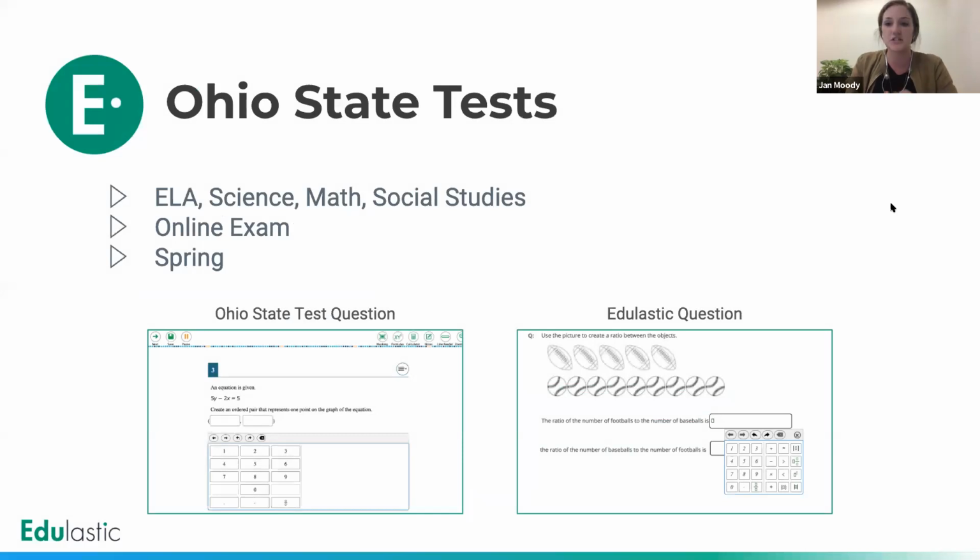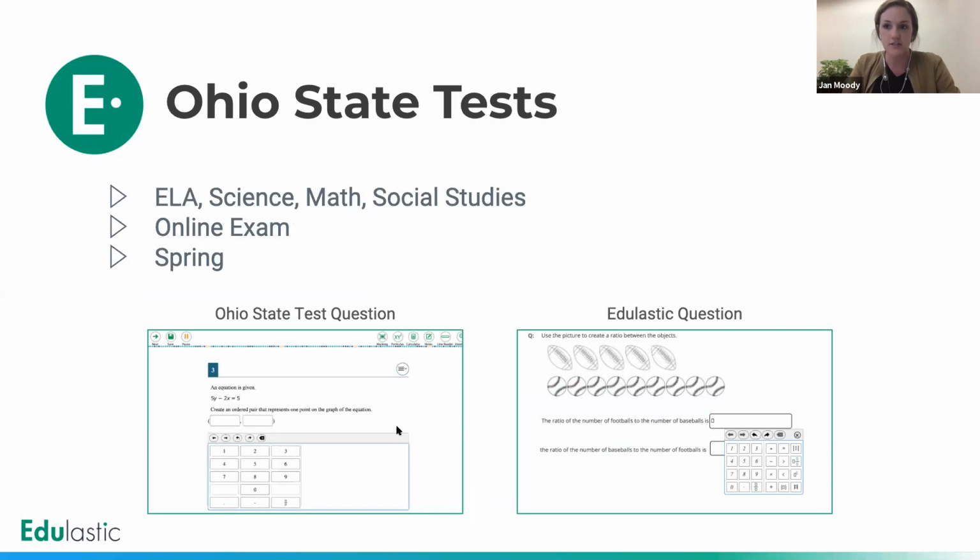A little bit of information about Ohio State tests: they're given in the 4 main subjects, so that's ELA, science, math, and social studies. It's an online exam, which is very pertinent to today's webinar because Edulastic is an online platform that really helps teachers prepare their students for this online state test. And they're given in the spring, which is relatively soon, as all of you educators know.